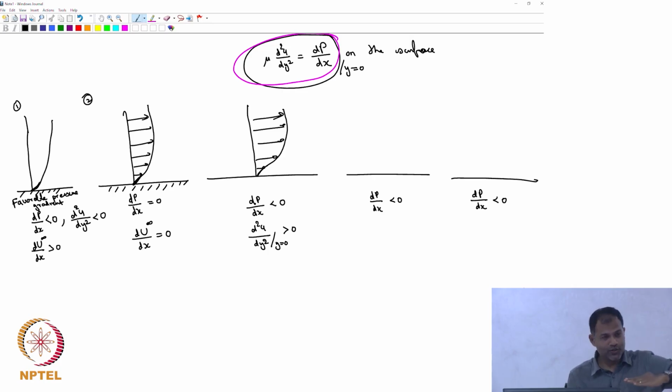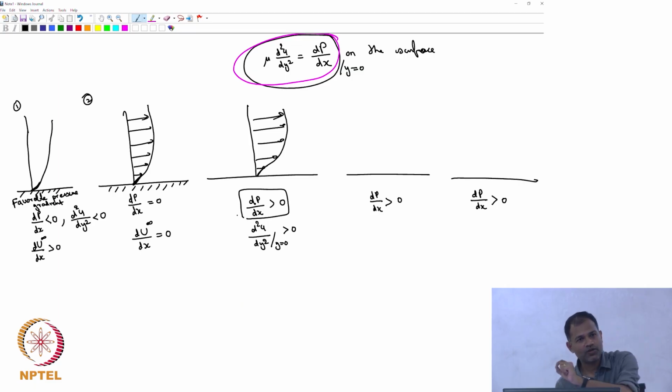Remember, u is your x-axis, y is your y-axis, so it's typically opposite to the slope that we talk about. Correct. Sorry, that is right. Okay, so this is what the velocity profile is going to be. So when would this happen? This would happen when dp by dx is greater than 0. That means pressure increases along the x direction.